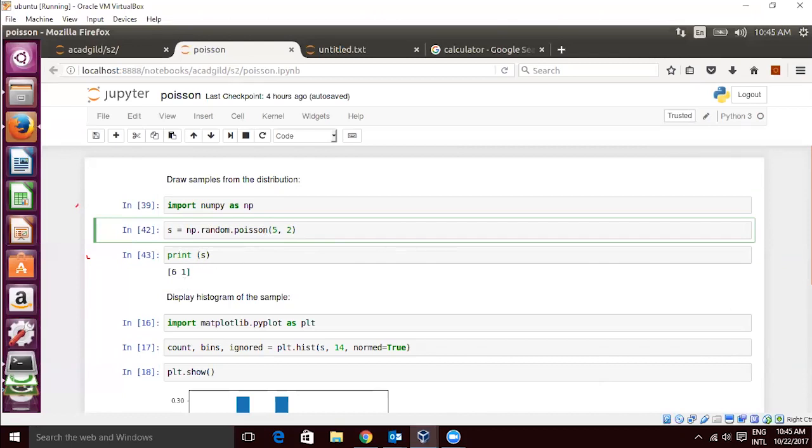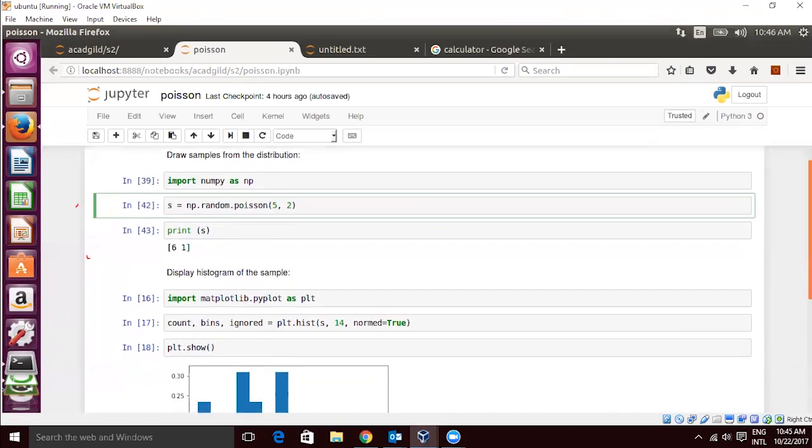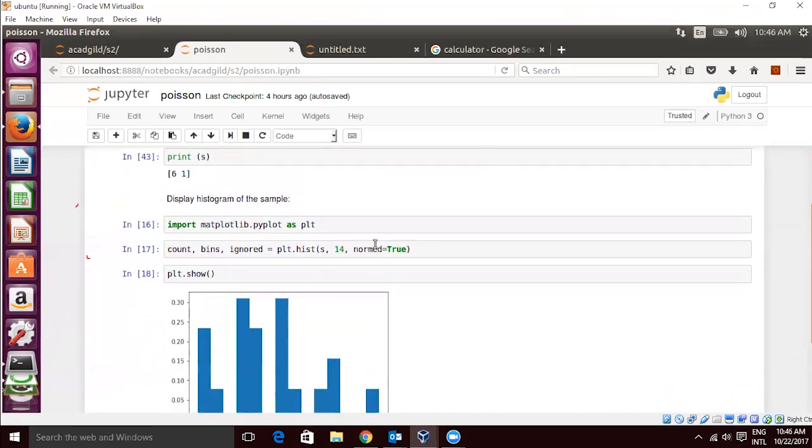Okay, so I'll write this. I'll plot a Poisson in a histogram plot. I have another library called matplotlib, because I imported matplotlib. Then I'll use this histogram plot. This S is nothing but a Poisson distribution random variable. So now I'll get this random variable and come up with the histogram.